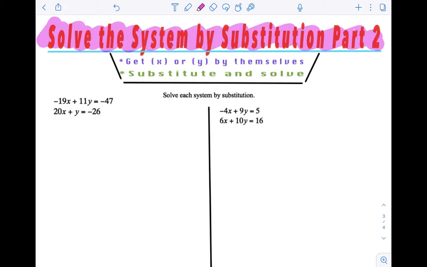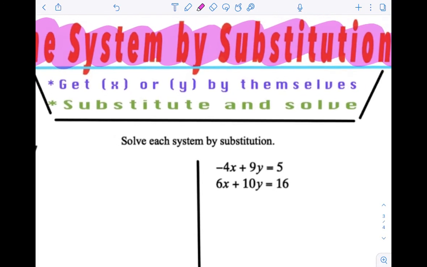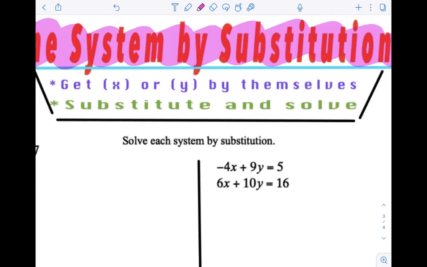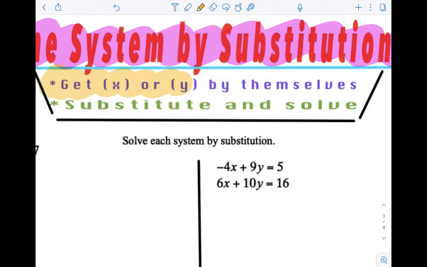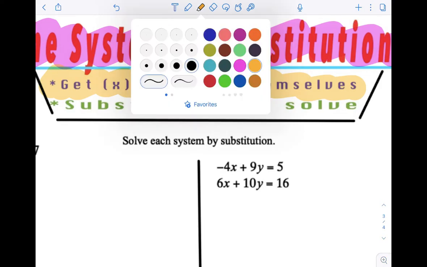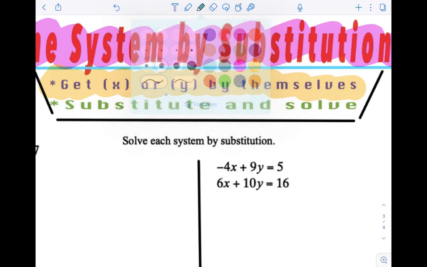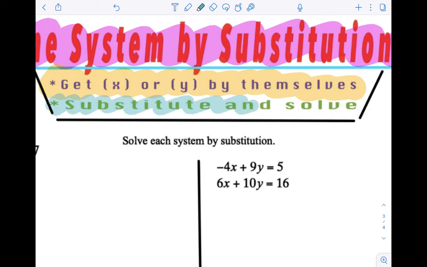Right? Last time we did Part 1. This time we're going to do Part 2. It gets a tiny bit more complex, but we got this. Okay? So the two little stars here that we're going to notice: 1, we're going to get x or y by themselves, whichever is easiest to get by itself. And 2, we are going to substitute and then solve. First get x or y by itself, then substitute and then solve.